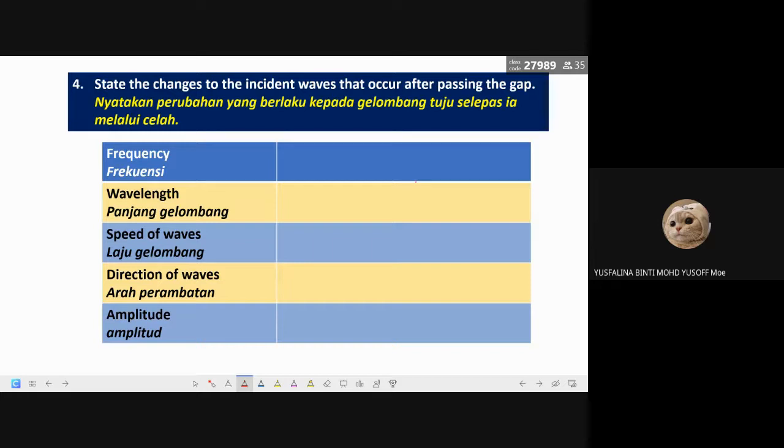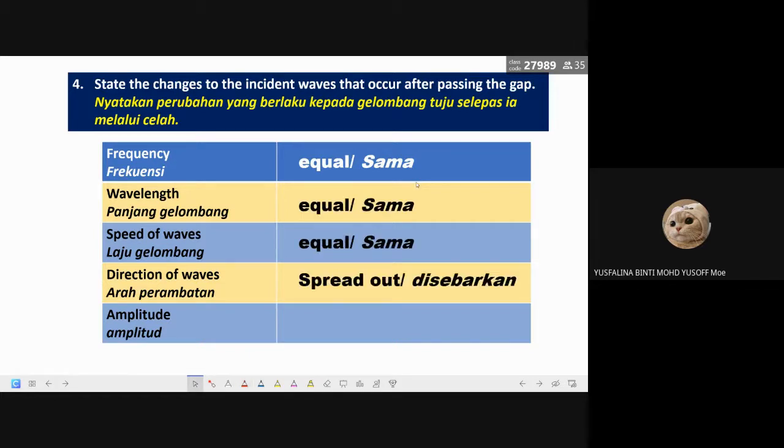Alright, so state the changes to the incident wave that occur after passing the gap. I think I already told you just now, the speed, the frequency, the wavelength is the same, but the amplitude or the energy is decreasing after it passes through the gap or the obstacle. The direction will spread out, while the amplitude will decrease. So amplitude is equal to the energy of the wave.